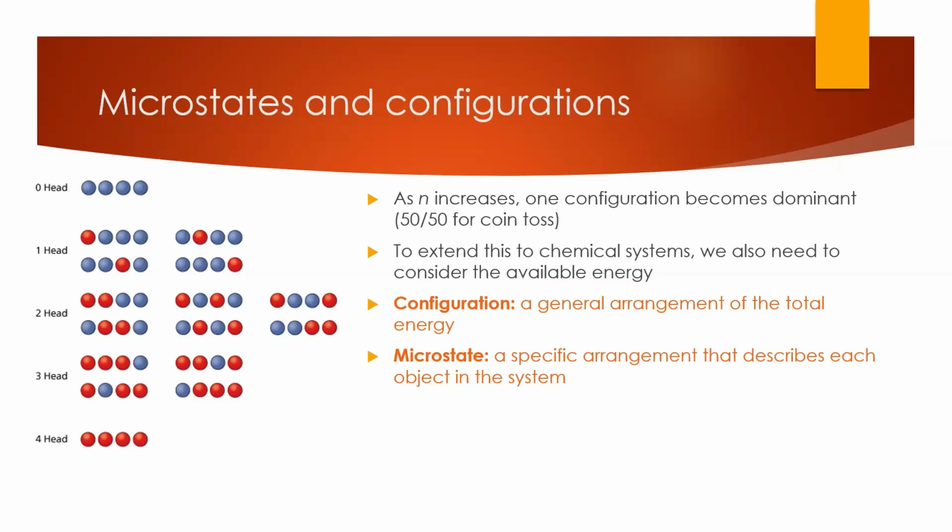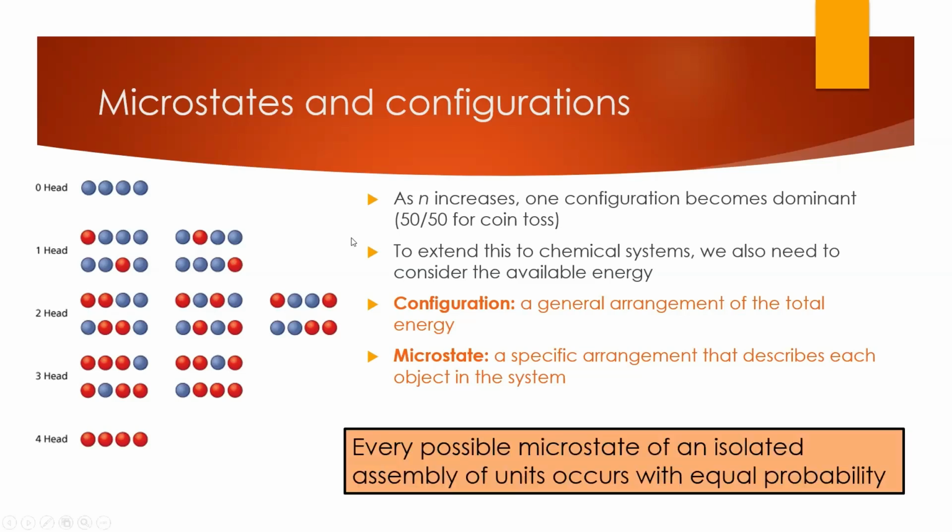Now, we'll use the central postulate here of statistical mechanics to help us out, and that is that every possible microstate of an isolated assembly of units or an isolated system occurs with equal probability. So in that case, we're just as likely to get tails, tails, tails, tails as we are to get heads, heads, heads, heads, as we are to get tails, tails, heads, heads. And that's the same as we use for regular probability as well. Now, how do we actually apply this to molecular systems?